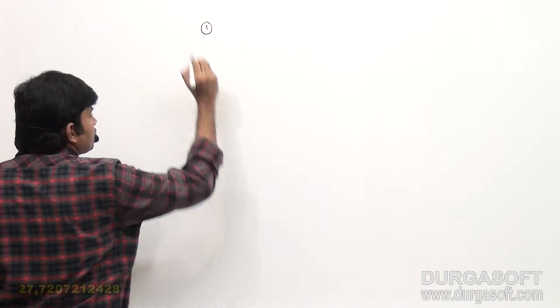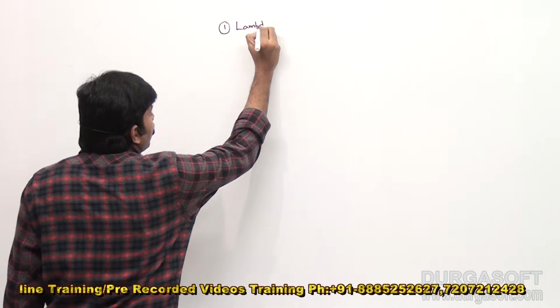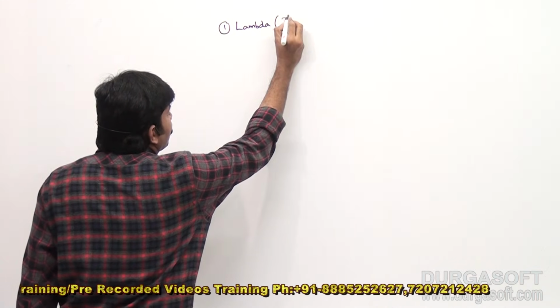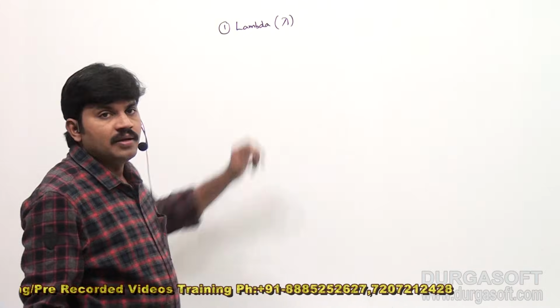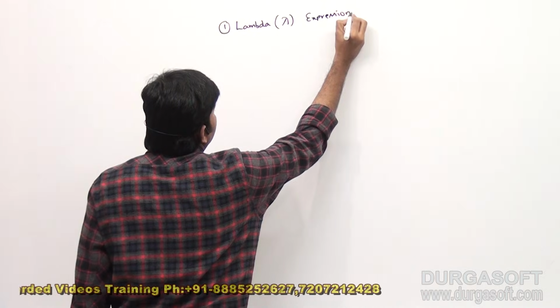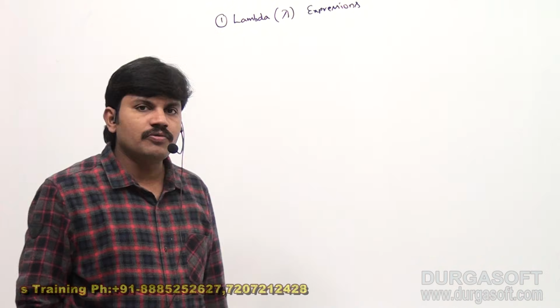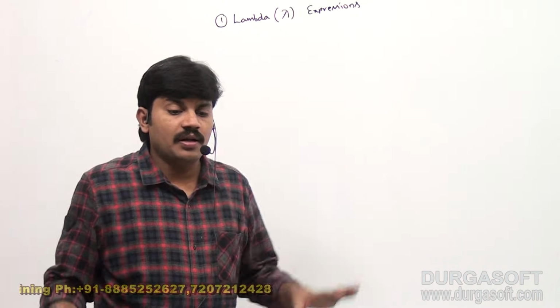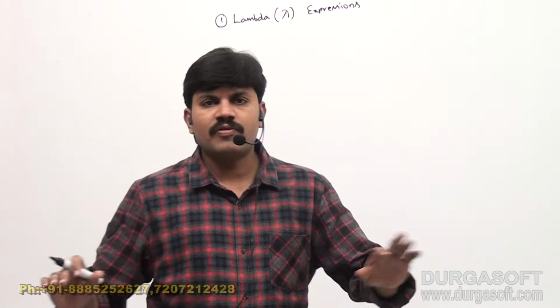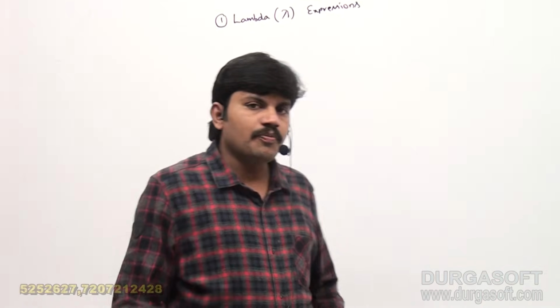The first and most important topic is the one word that immediately comes to mind with Java 8: Lambda expressions. In mathematics we use the lambda symbol. Lambda expressions are the most valuable topic, especially in Java 8. If I say Java 8, the first word in every student's mind is Lambda expressions. There are many comments on our videos asking, sir, can you please upload Java 8 new features or Lambda expressions? So this is the first topic.